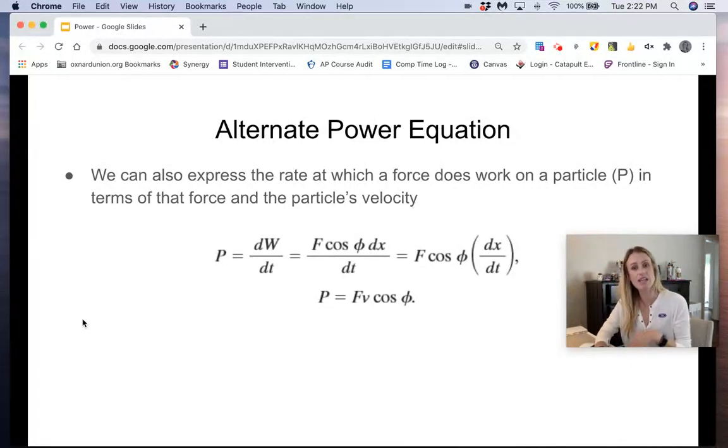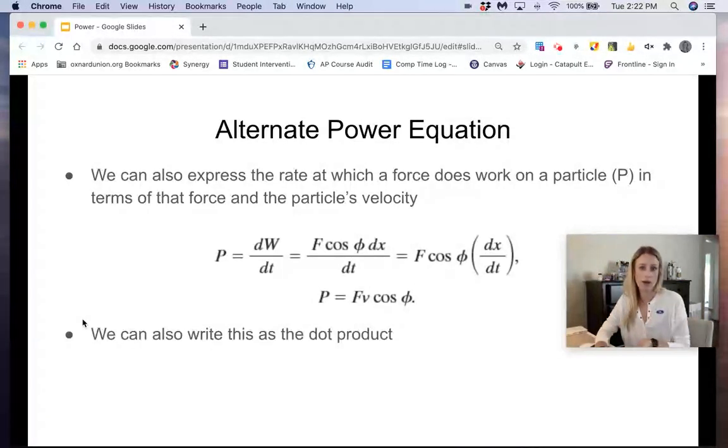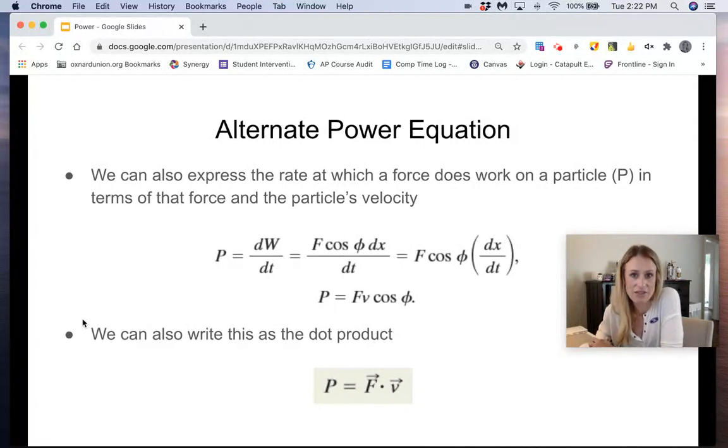So since it's cosine of theta, it is still a dot product, and you can actually see power is equal to F dot v on your equation sheet for the AP test as well. So like I said, we can write it as a dot product, P equals F dot v, and this is on your equation sheet on the AP test. So this is another equation that we can use when we are solving for power. So if they're giving you a velocity, you're usually going to use this equation when solving for power.